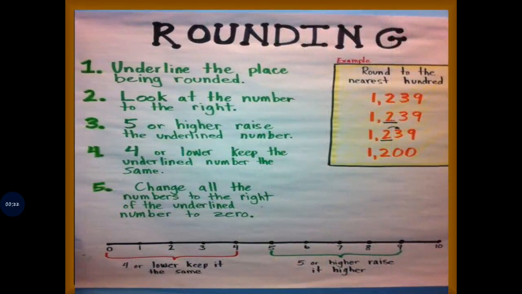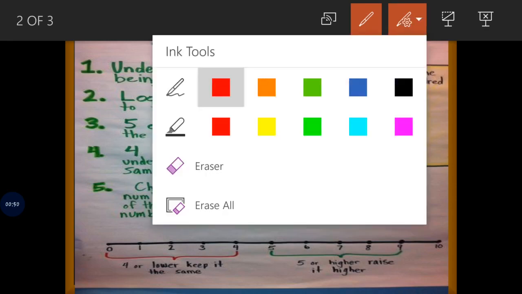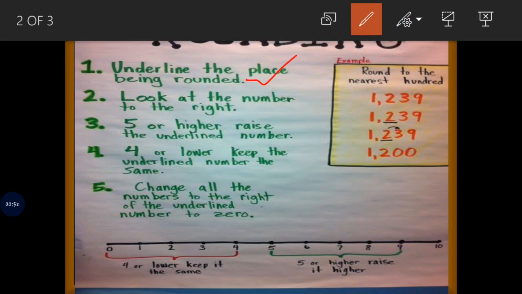Okay. So here we have 4 rules. First rule is you have to underline the place being rounded. Just look at the given example. Here I have given the 4-digit number, 1239. So I am going to round off this number to the nearest 100. So here hundreds place is 2. So that 2 I have underlined. Whatever number you are going to round off, that number you should underline. That is the first step.